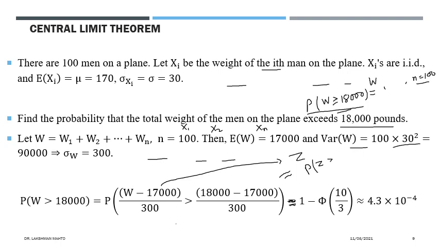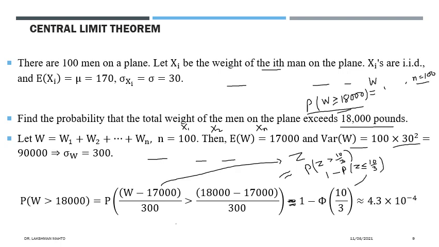This has been converted to Z in D. So we will replace (W minus 17,000) by 300 as Z, and on the right hand side if you calculate, it will come as 10 by 3. Now this approximated probability is talking about a right hand probability. So we always express this as the probability that Z takes a value less than or equal to 10 by 3.